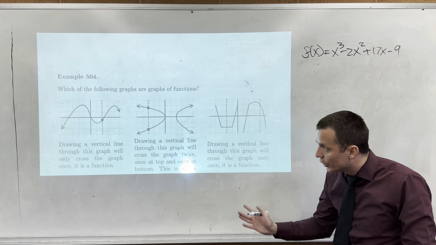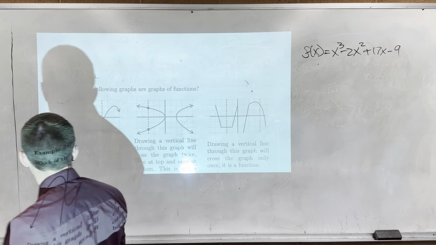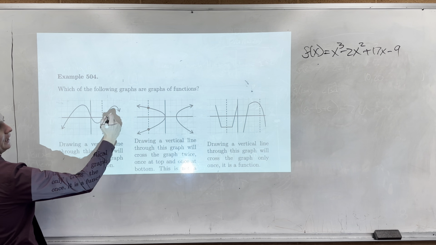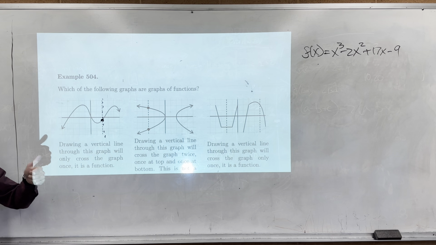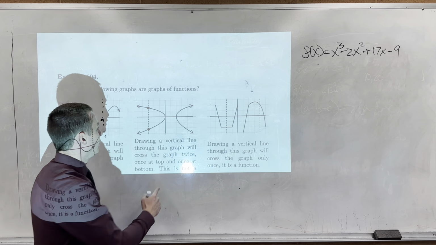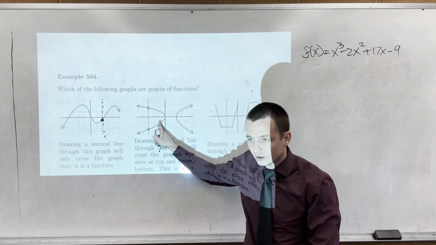And so we call it the vertical line test. If it passes the vertical line test, meaning any vertical line you draw through it only intersects the graph at one point, we're good. It's a function. Here, this thing over here is not a function.